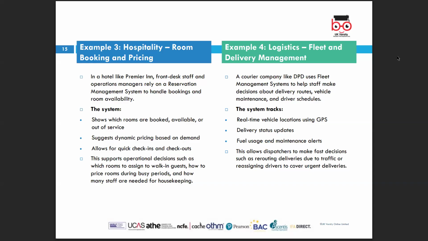With logistics, fleet, and delivery management, we now know that a carrier company like DPD will be using a fleet management system, which helps the staff to make decisions about delivery routes, vehicle maintenance, and driver schedules. So the system can track real-time vehicle location with GPS, delivery status updates, fuel usage, and maintenance alerts.